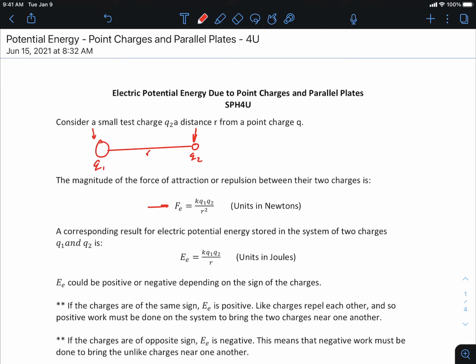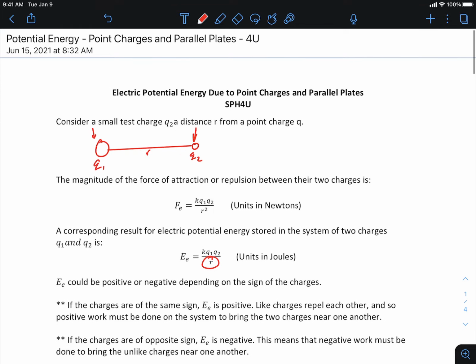So what is potential energy? Potential energy is the potential to do work, right? We can store it, and then we can release it in the form of work. Coulomb's law varied based on R squared, whereas the electric potential, how much potential energy Q2 would be experiencing based on the presence of Q1, only varies by a factor of R. It's inversely proportional to the radius, as opposed to being inversely proportional to the radius squared.